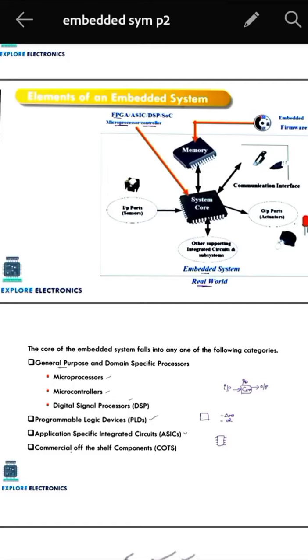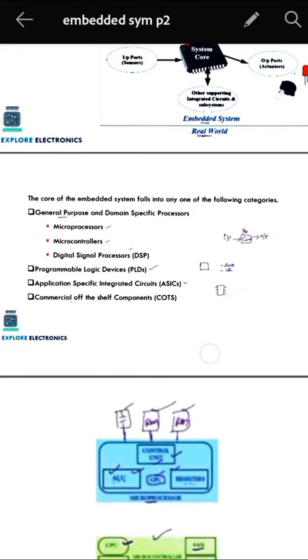Programmable logic devices means AND, OR gates; some of the gates are used in this program. And application specific integrated circuit means some of the ICs are used for specific functions, that is called ASIC. It is also used for commercial purposes.